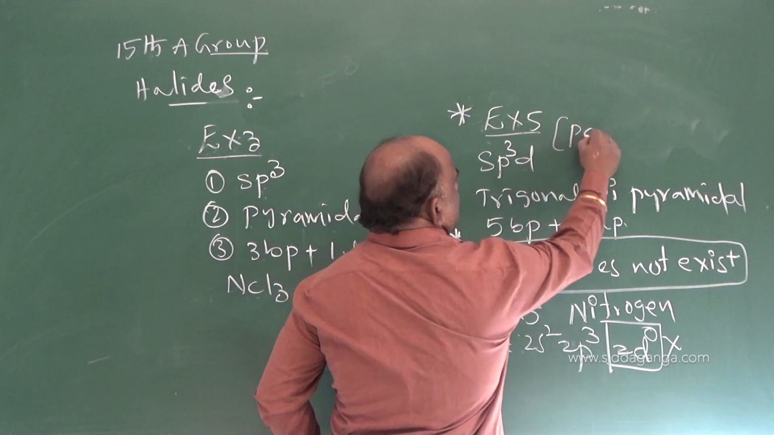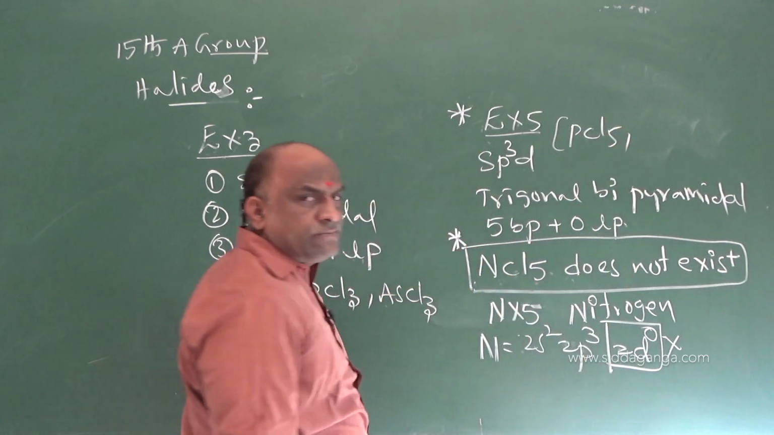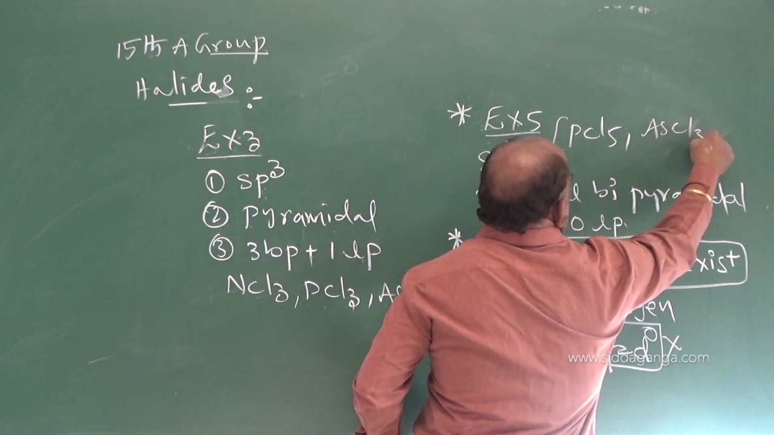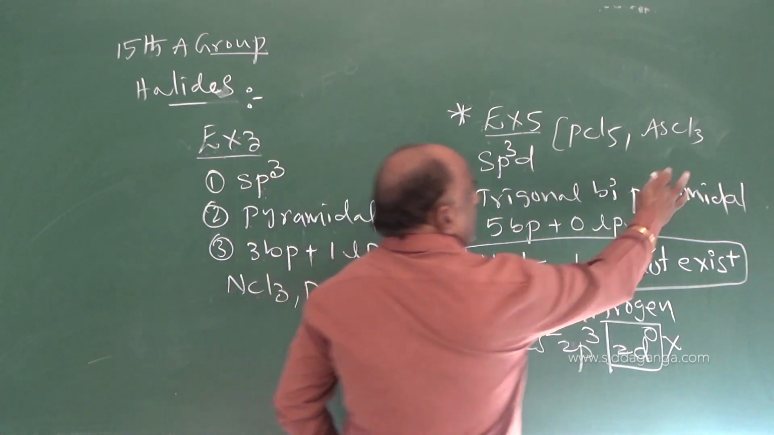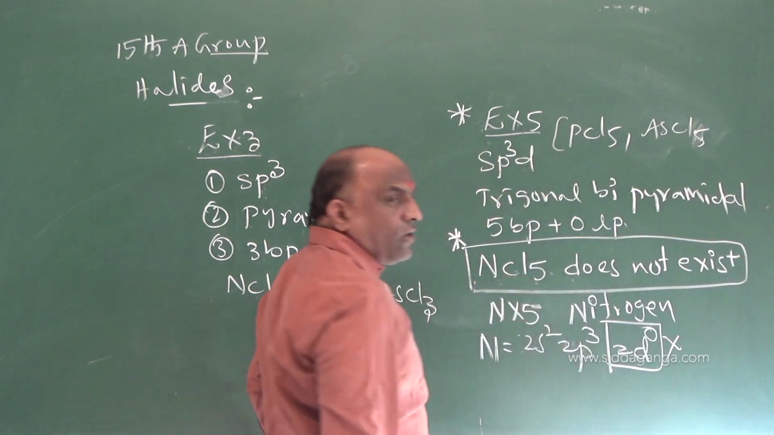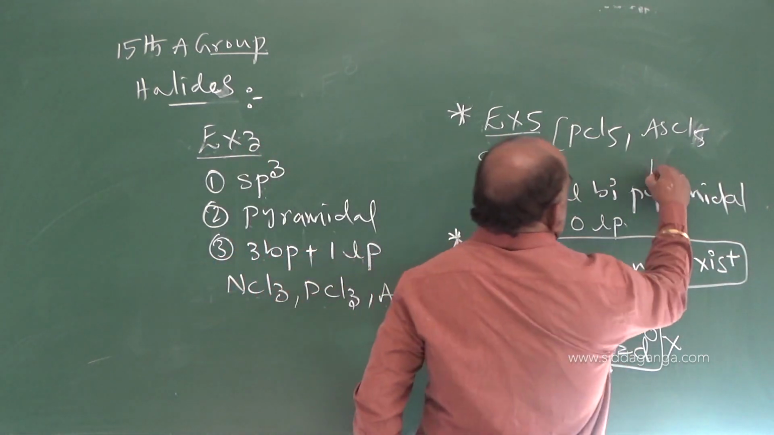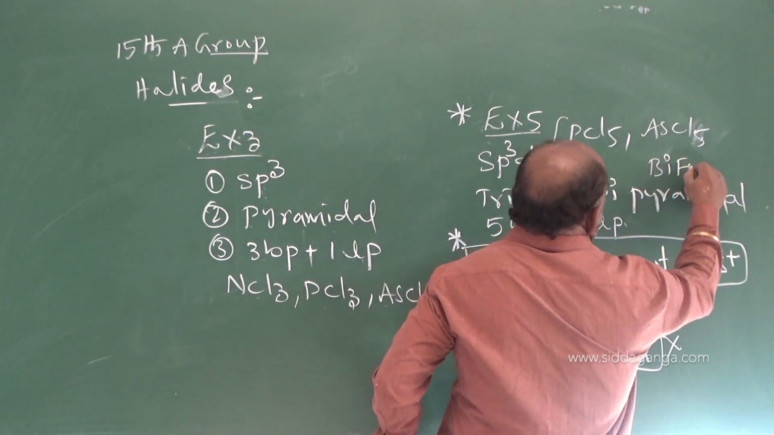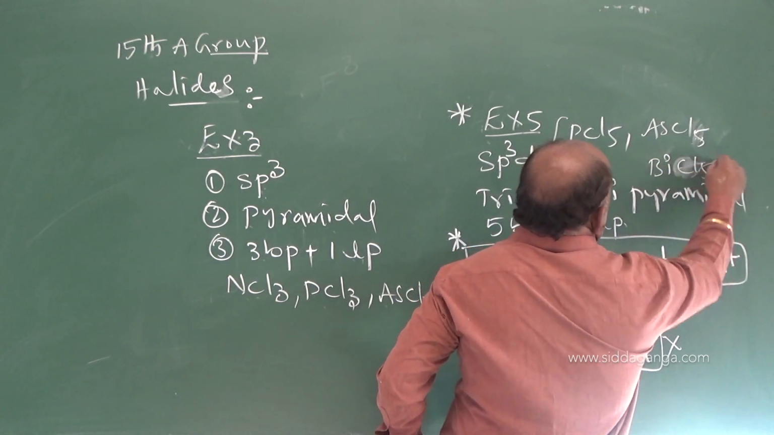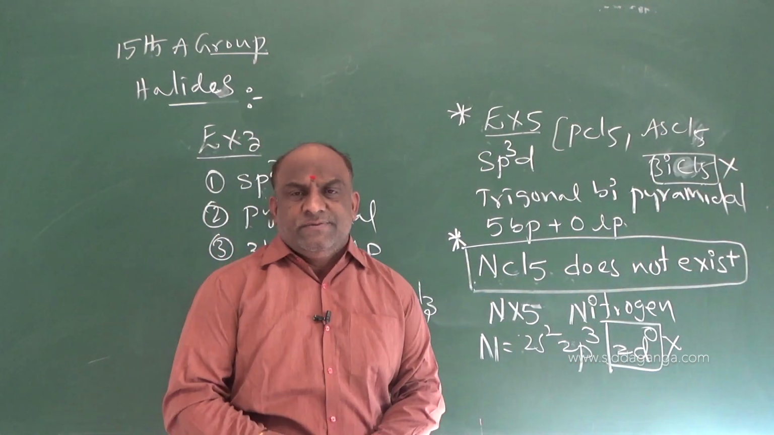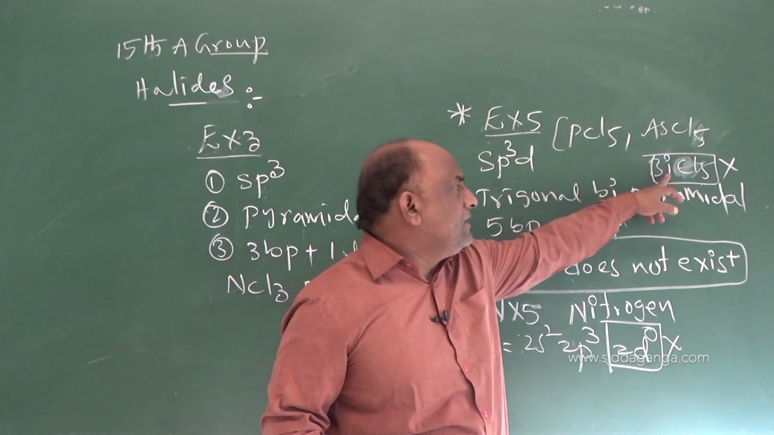What are the examples? Examples we consider are PCl5, phosphorus pentachloride, AsCl5, arsenic pentachloride, SbCl5 and BiF5. Make a note for this also: BiCl5 does not exist. Why does BiCl5 not exist?